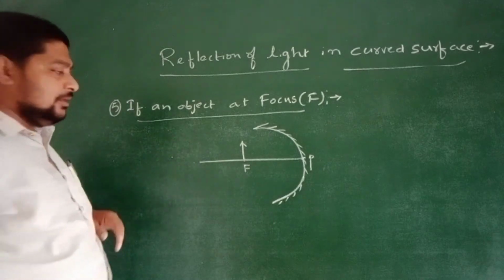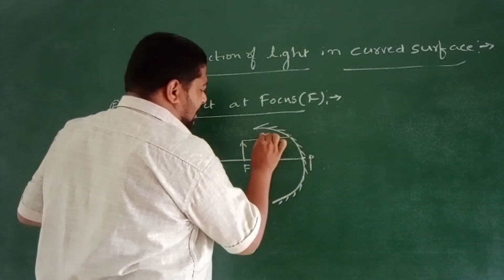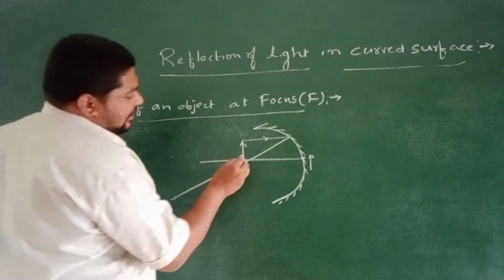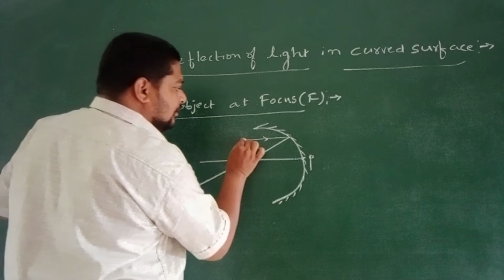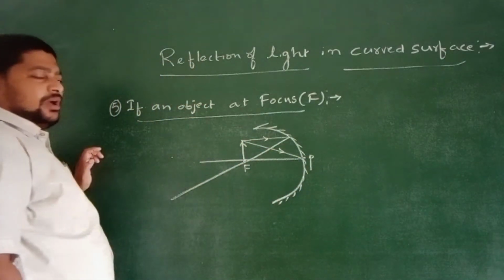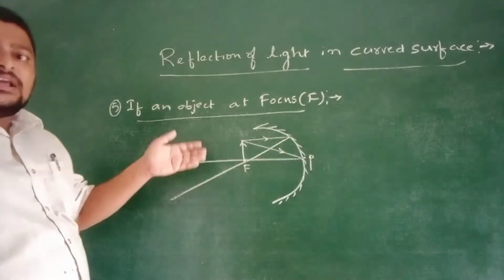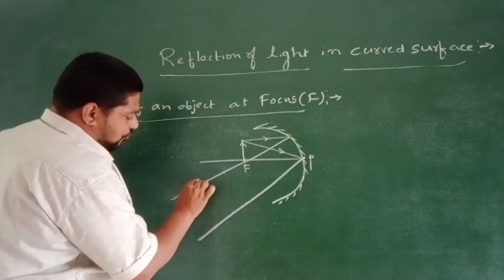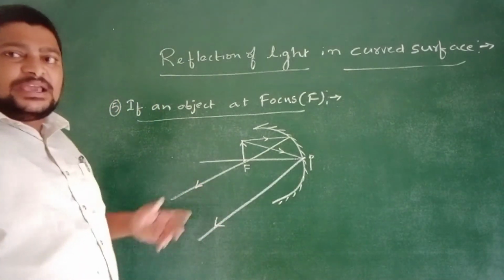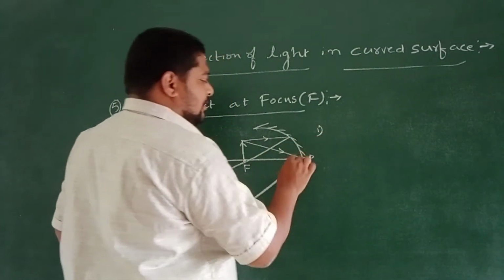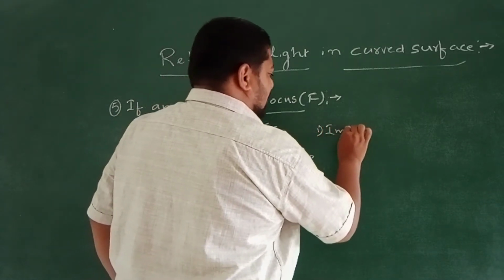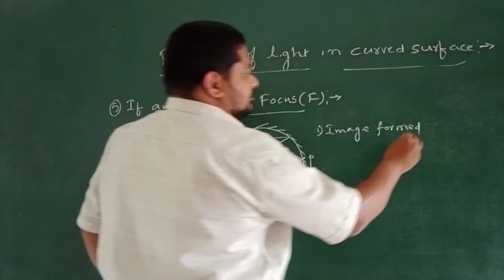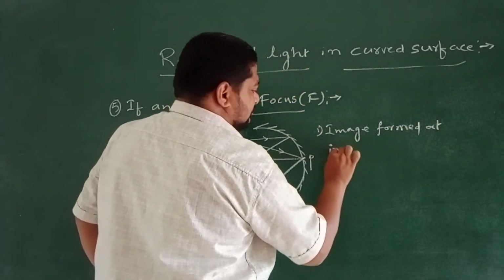Image formation where? Now we are applying the rules. First rule, parallel to the principal axis, passing through focus. And for the second rule you have to take the fourth rule or fifth rule. For the fourth rule we obey the laws of reflection. The image is formed at infinity and is enlarged. So first point, the image is formed at infinity.